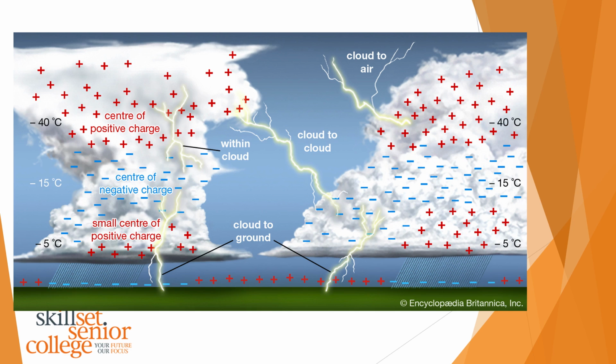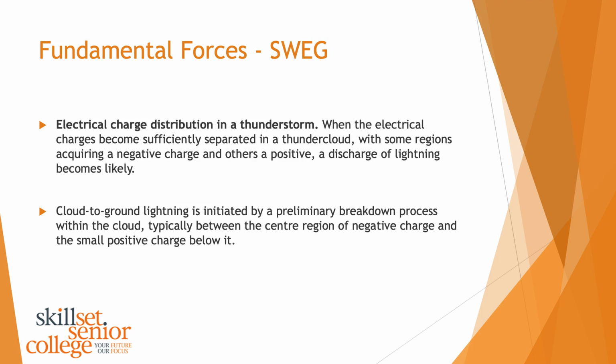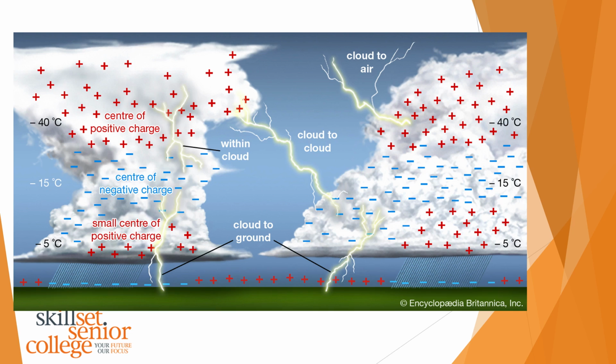The electricity that we see in lightning is the movement of electrons. So we know that electrical charge distribution in a thunderstorm, when the electrical charges become sufficiently separated in a thundercloud, with some regions acquiring a negative charge and others a positive, a discharge of lightning becomes likely. Cloud to ground lightning is initiated by a preliminary breakdown process within the cloud, typically between the centre region of negative charge and a small positive charge below it. So we saw that there in the previous picture. You have different charges within the cloud itself, which is then going to cause lightning strikes.